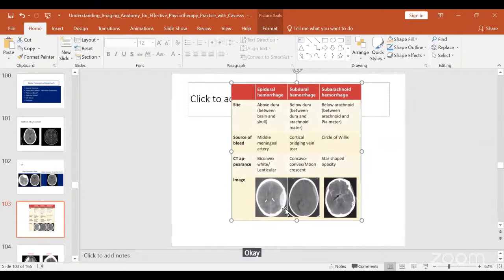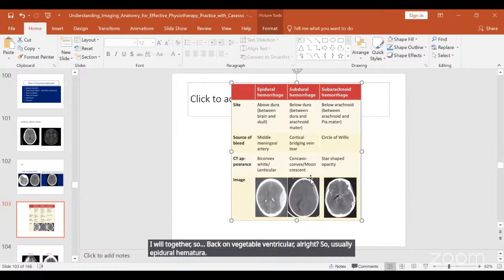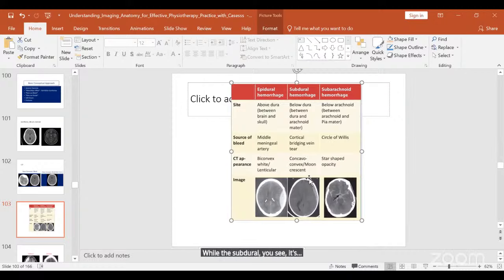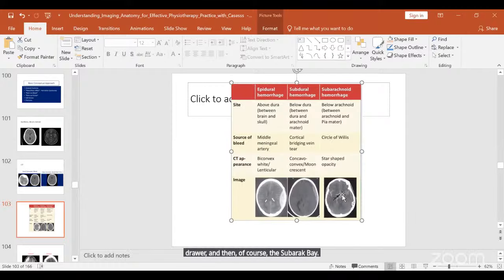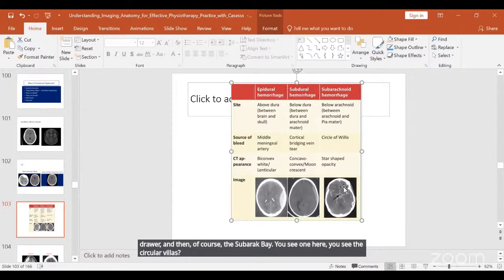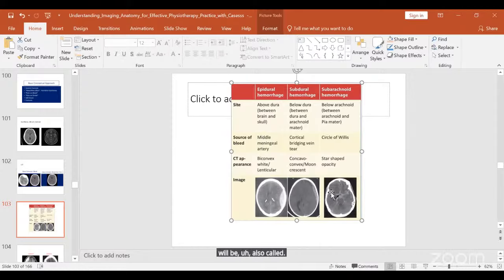Okay, biconvex is one to the brain, one to the bone. Are we together? So biconvex or lenticular. So usually epidural hematoma. While the subdural, you see, it's only one convex, or a banana-shaped appearance, crescentic moon-shaped appearance. Are we together? That's a subdural. And then, of course, the subarachnoid is the one here. You see the circle of Willis will be outlined. And of course, the prognosis is very poor.